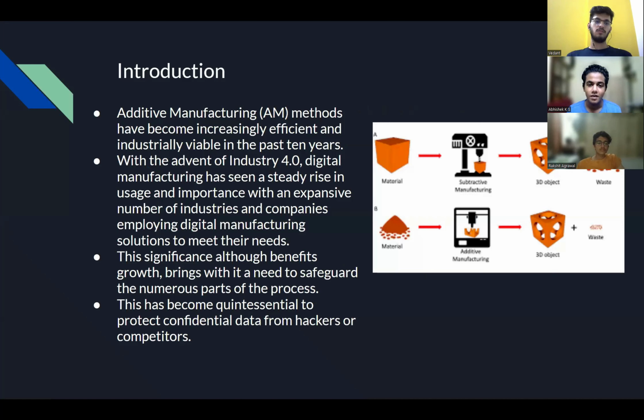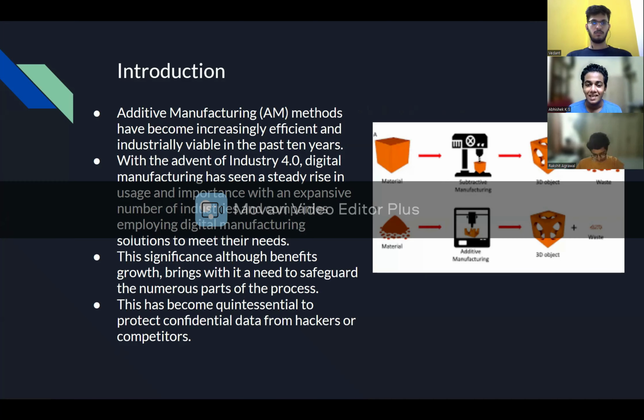The viability and importance of additive manufacturing has been ever increasing in the recent past, especially with the advent of Industry 4.0. With this heightened importance comes the need to protect the parts of the manufacturing process. Security in this sector is gaining importance in order to protect files, machinery, and information from the wrong hands.